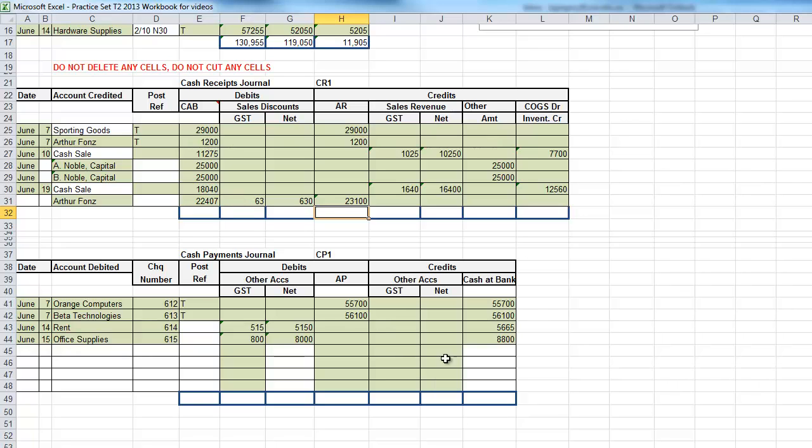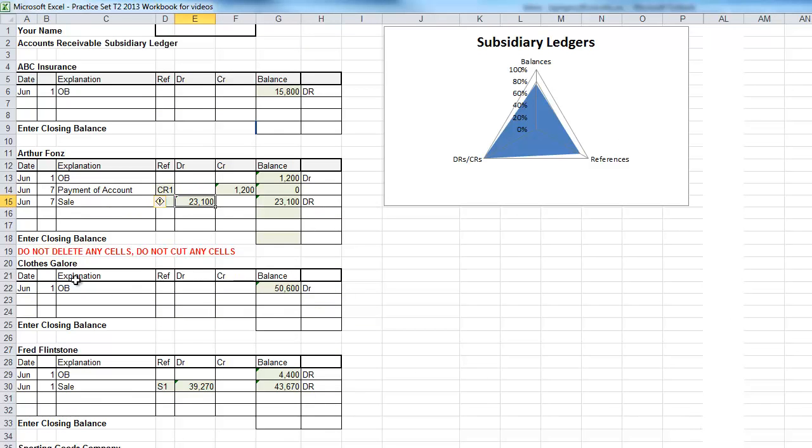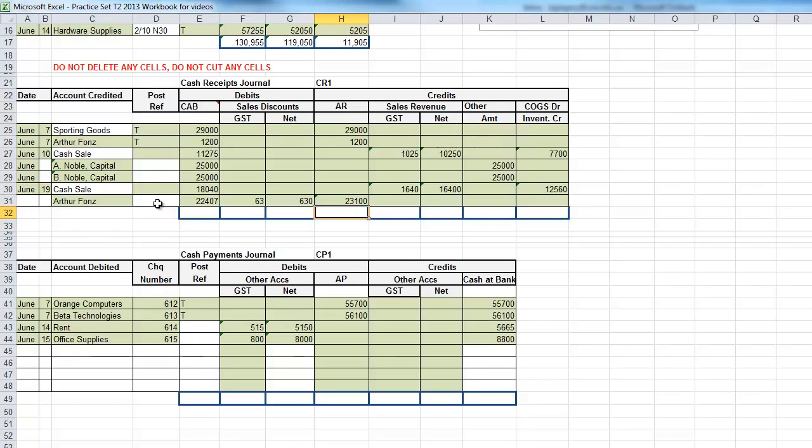So subsidiary ledgers, and we post the 23,100, so June 22, payment with discount. Now you don't really need to put that in, but it might be helpful. That's cash receipts 1, and the payment is 23,100, and so Arthur Fonds no longer owes us anything. Opening balance was 23,100, less the payment is 0. So we can go over to the special journal and put in a T, and that's done.